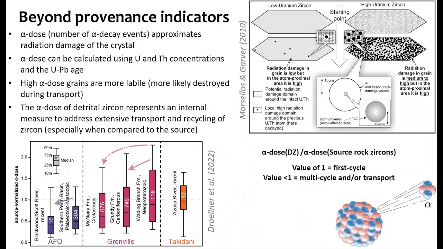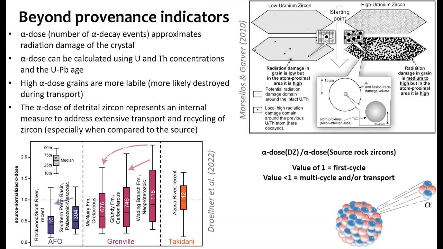Another bit of work, this time by Max, who's not here, one of the PhD students working with us, is looking at the radiation damage that accumulates within zircons as a result of uranium-lead decay. That radiation damage accumulates according to things that you measure normally during this provenance work anyway. You measure the age, you measure the uranium and thorium composition, ppm in the grains, and you can calculate how much radiation damage you would expect within that grain. Those radiation-damaged crystals should be more susceptible to being broken up and destroyed during transport.